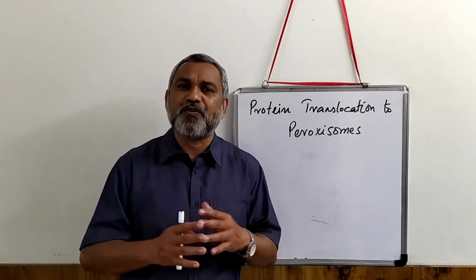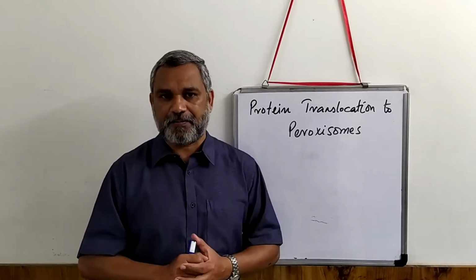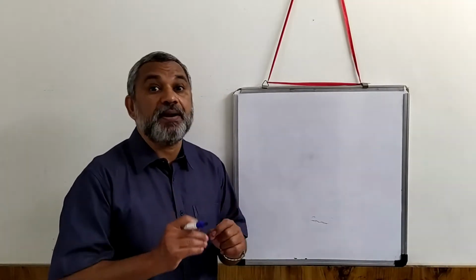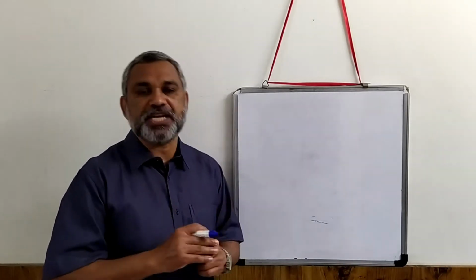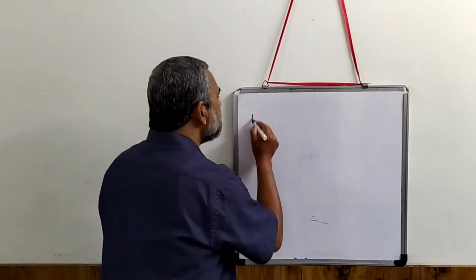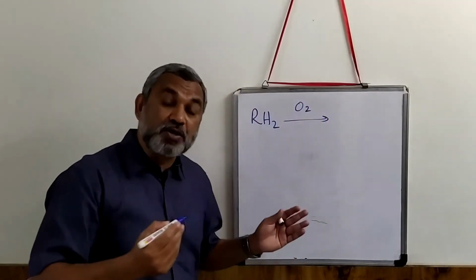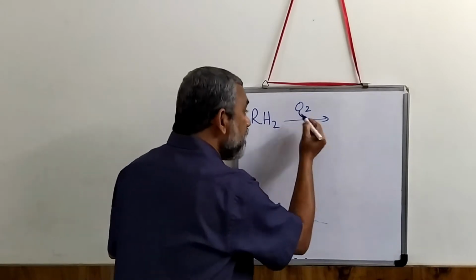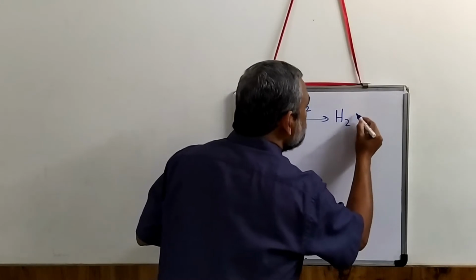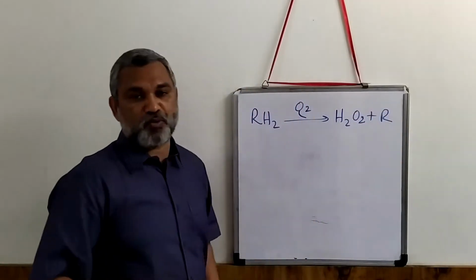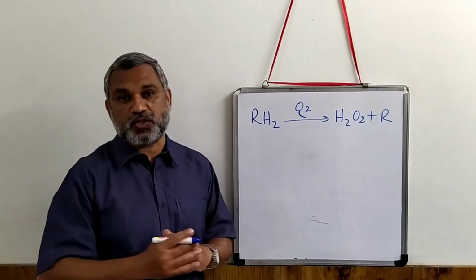Let us first look at some of the functions of peroxisomes, which is very interesting. Peroxisomes are primarily used for removing hydrogen from a substrate molecule by using oxygen. Let us assume this is a substrate molecule. If the peroxisomal enzymes can remove hydrogen by using oxygen, you will have H2O2 plus the substrate molecule. This is one of the important reactions carried out by peroxisomes.